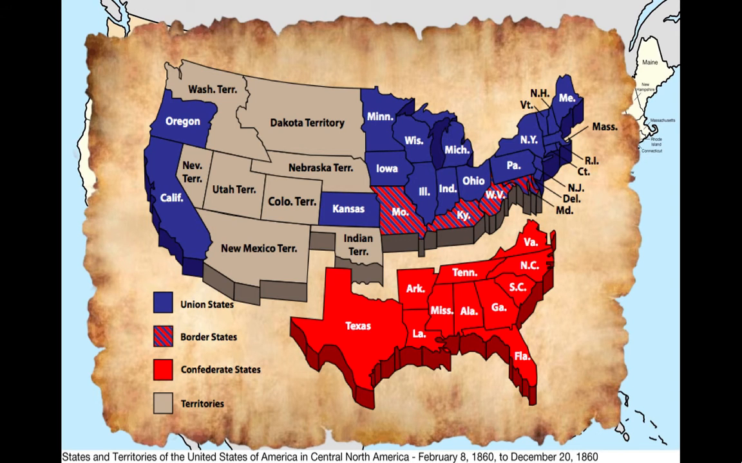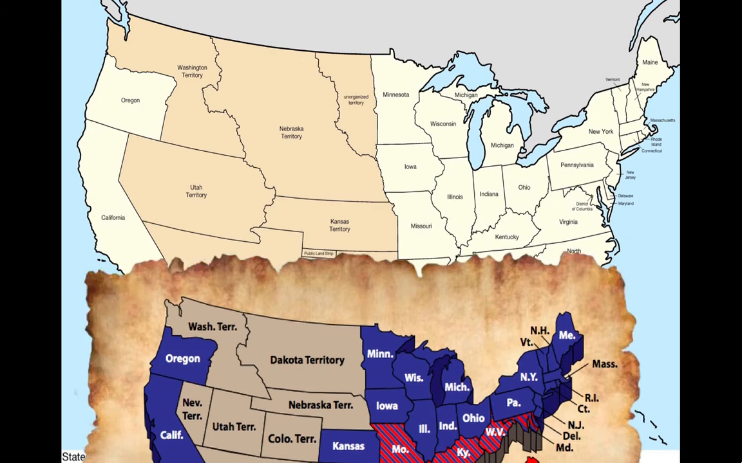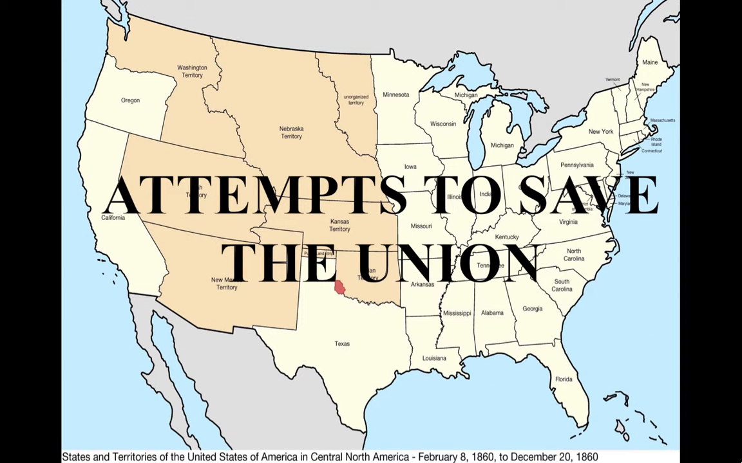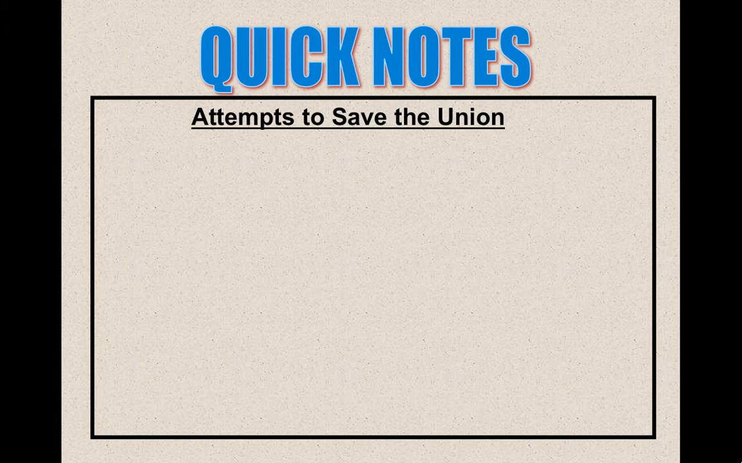Welcome to another digital lesson where we're going to be looking at the attempts made to save the Union. So before the country collapses into a bloody civil war, what attempts were made to save the Union? And the first thing to know before we understand what was done is this term compromise.